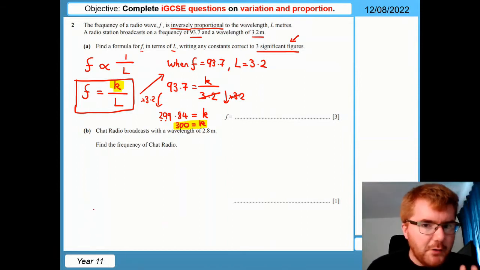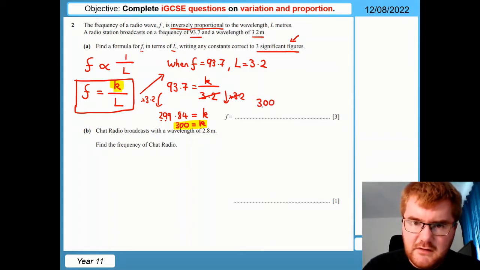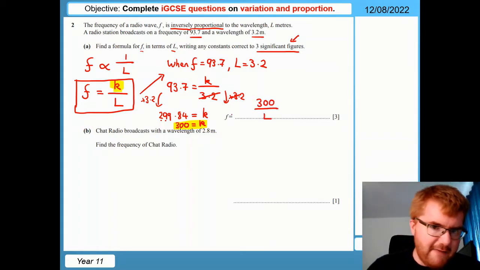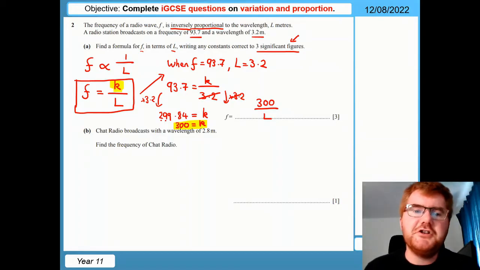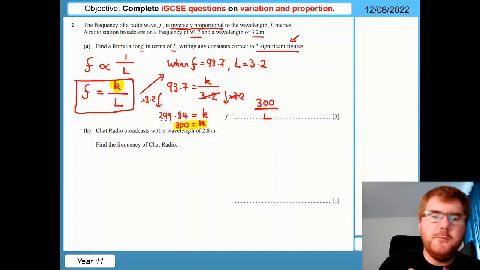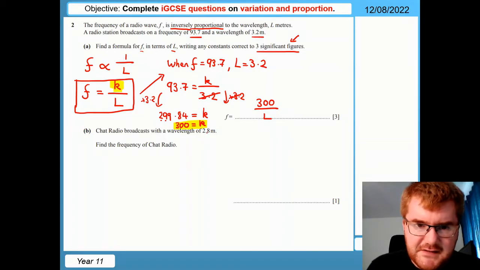So our very final answer, which we want to give to the examiner, is 300 over L. Notice the F equals is already there for us. And very typical on these kind of questions, it gets us to now use that formula for different parts of the question. So chat radio broadcasts with a wavelength of 2.8 meters. Find the frequency of chat radio.